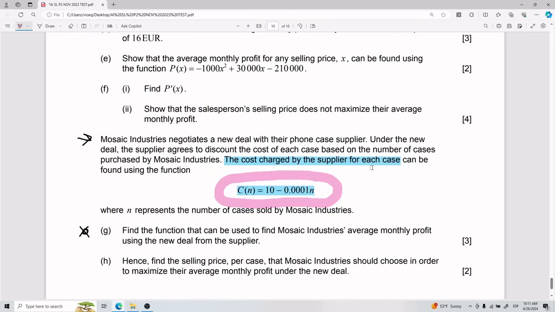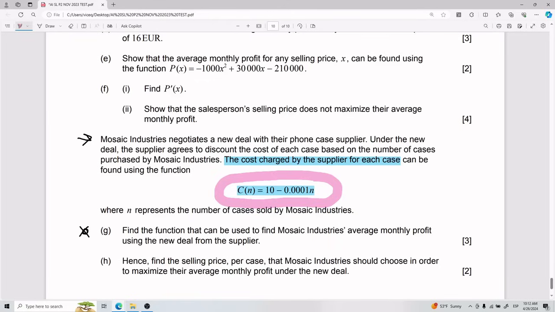Now what they charge depends on the amount of phones that they buy, which makes sense, right? I mean, a classic is that if you buy 10,000 bottles of wine, it's cheaper than if you buy 100, because they give you discounts for making such a large order. And so that is what's happening in part G.